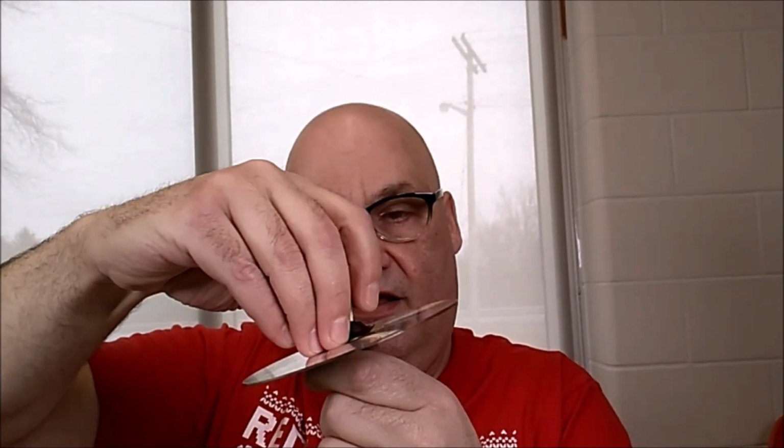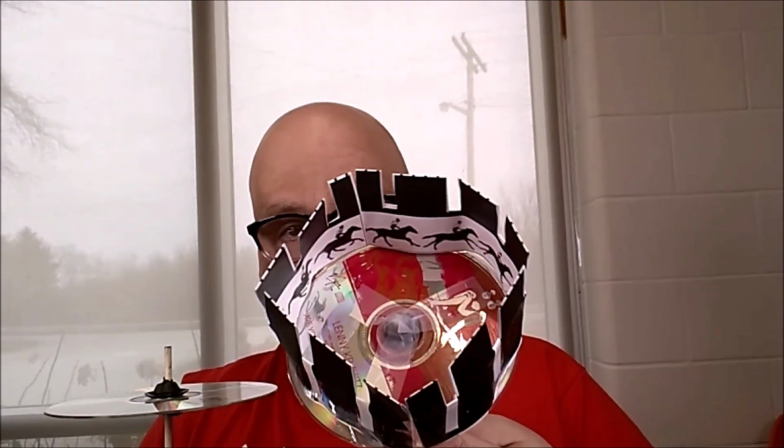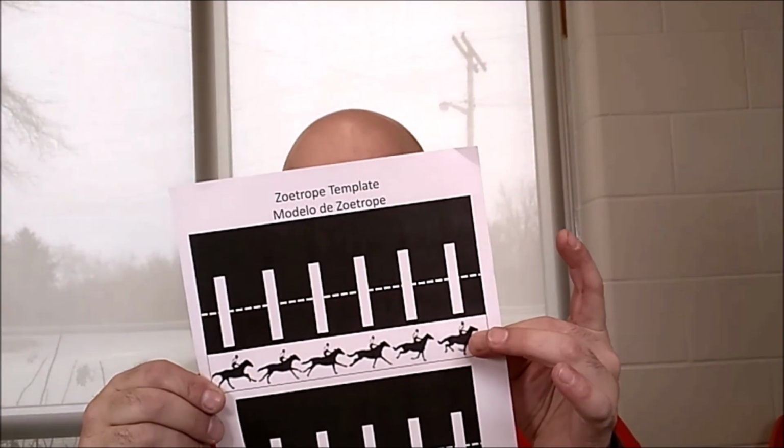On mine, I put some tape on the inside to hold it, because you don't want it to turn loose when you're spinning it, like that. Next, I have a sheet of the horses, which you're going to have to cut out.